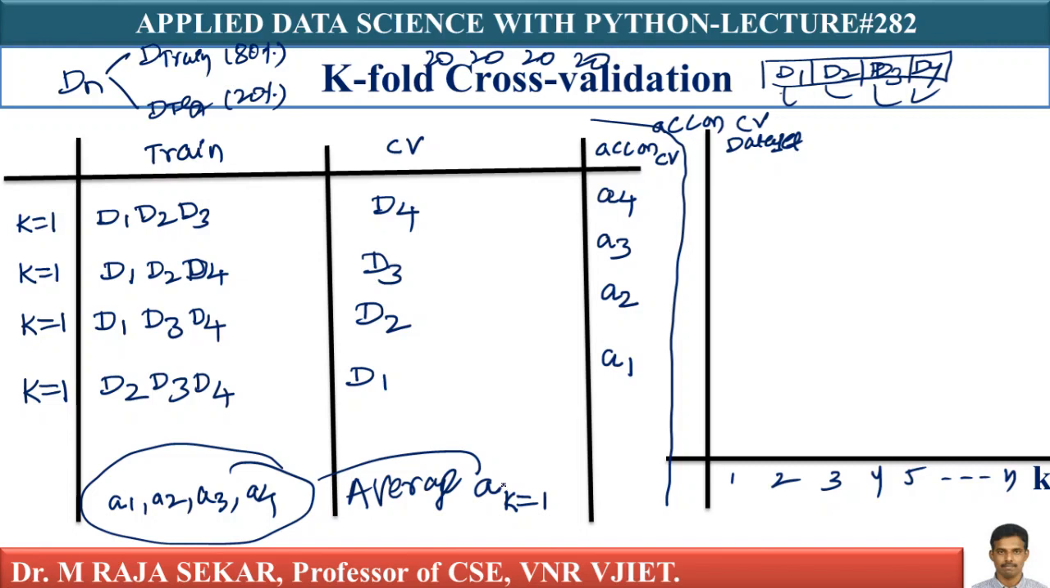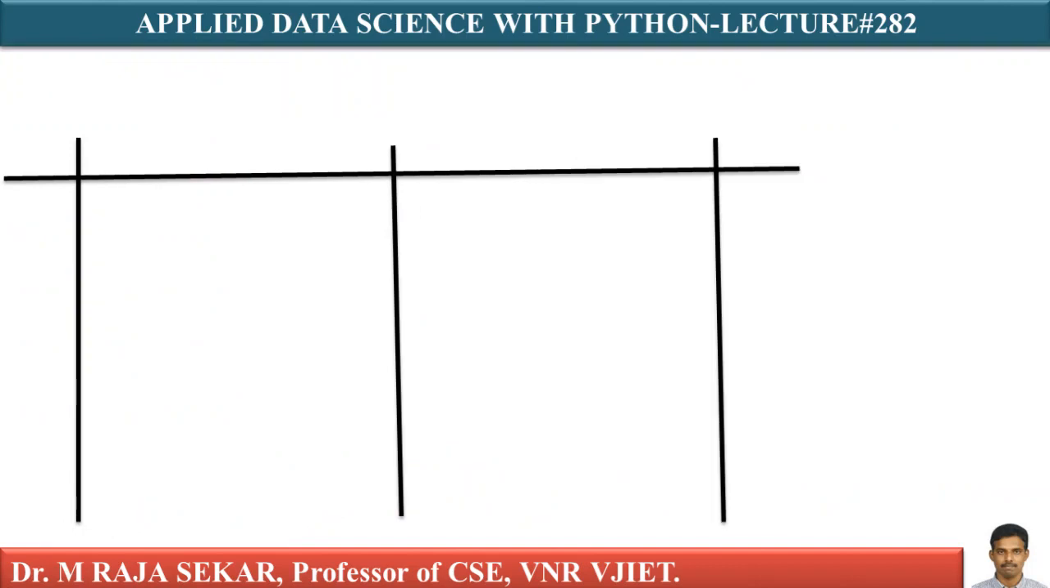Since I have 4 parts, I am repeating the computation of accuracy 4 times. I am doing it 4 times for the same value of k, that is k equal to 1. Now I will repeat it for k equal to 2. Same procedure. I will repeat it for k equal to 2, again 4 times. Again I will get some accuracy values, isn't it? For example, let me say like this.